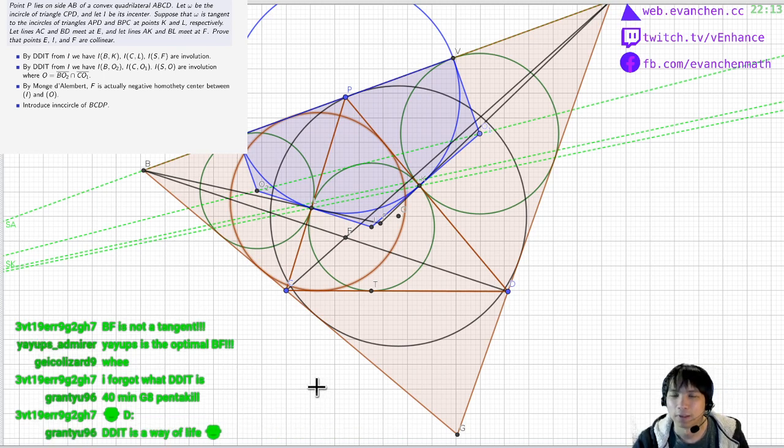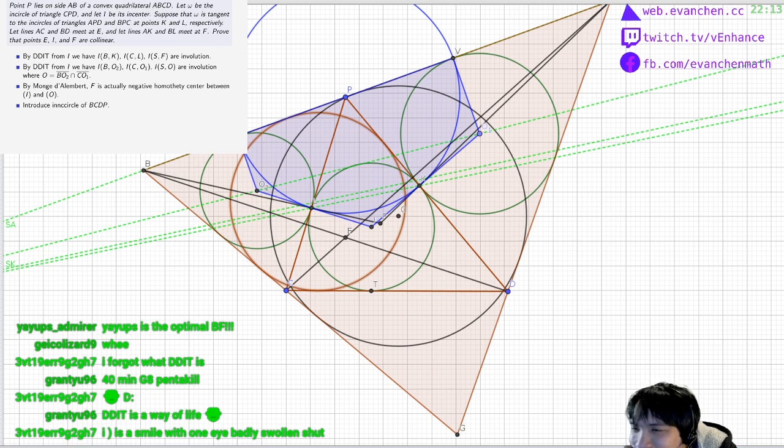Wow, okay. DDIT is a way of life. Yeah, but we didn't even need the DDIT in the end because we constructed the... like, the Monge reproved IFO collinear. So the point S actually we didn't need. It's just mass Monge. Because what you do is you let O be the incenter of PCD. And then... No, O is the key, and then you do Monge, double Monge. F is the, yeah. Oh, good eye, though. I didn't think E would actually be the excenter, but it was.